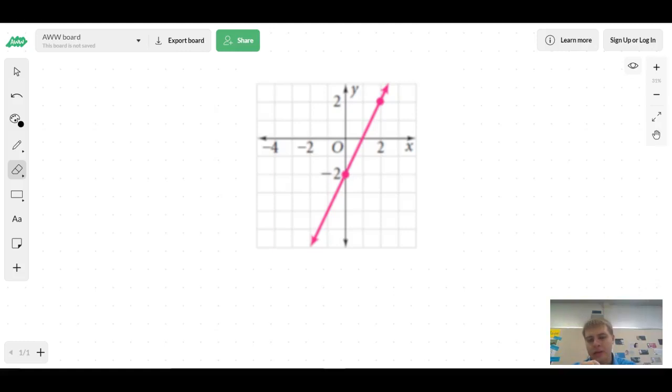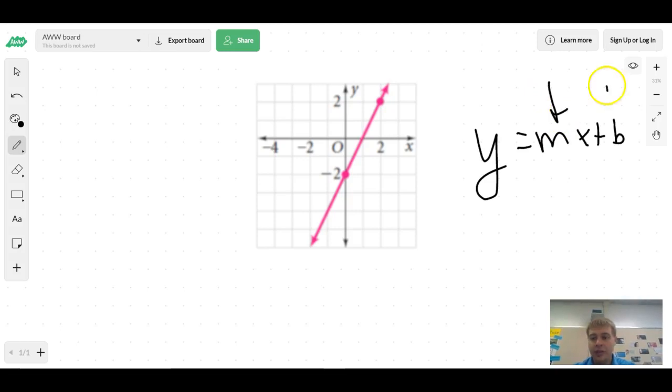Okay, so let's write the line equation for this first one. If you're writing a line equation, the first thing you should know is a line equation is y equals mx plus b. Well, m stands for my slope, b stands for my y-intercept. So I can clearly see that my y-intercept, which is where it crosses the y-axis, is -2.